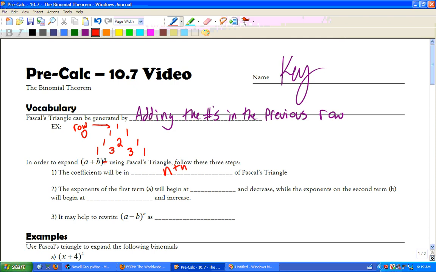The exponents of the first term, a, begin at n and decrease, while the exponents on the second term, b, begin at 0 and increase. And typically what may be helpful is if you rewrite a minus b and think of it as a plus negative b, or the opposite of b. You're going to see why when we get to a couple practice examples.